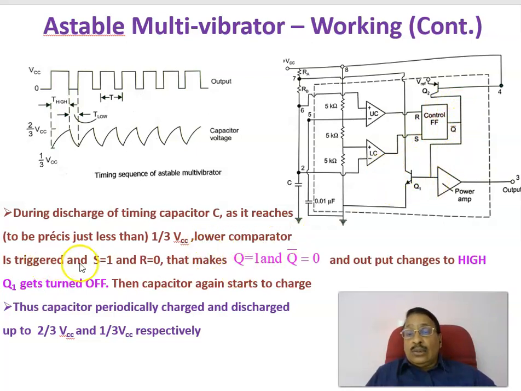The lower comparator triggers, S equal to 1, R equal to 0. That makes the output Q high, or Q bar equal to 0, and the output changes to high. This capacitor periodically charges and discharges between 2/3 VCC and 1/3 VCC. The capacitor will be charging from 1/3 VCC to 2/3 VCC, and then discharging from 2/3 VCC to 1/3 VCC. During charging, the output voltage will be high. During discharging, the output will be low. The charging time constant is (RA plus RB) times C, and the discharging time constant is RB times C.